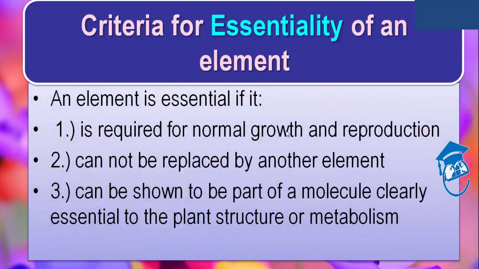So this is another criteria for the essentiality of an element. An element is essential if it is required for normal growth and reproduction. Second, it cannot be replaced by any other element. That means the requirement of an element must be specific and non-replaceable by another element. In other words, deficiency of any one element cannot be met by supplying another element. So the element must be directly involved in the metabolism of the plant. Okay?